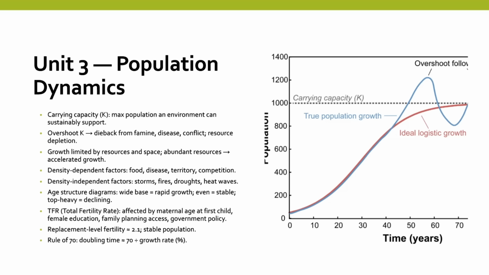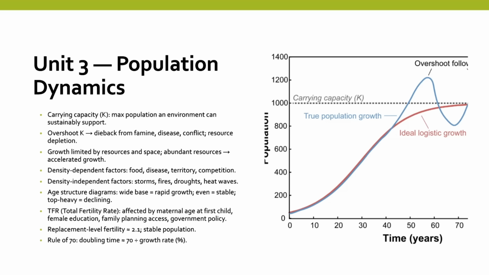Famine, disease, conflict. Density-dependent factors get worse with crowding. Food, disease, territory. Density-independent factors don't, though. Stuff like storms, fires, droughts. Age structure pyramids. What you know is that a wide base means rapid growth. A rectangular one is stable. Top-heavy is declining.